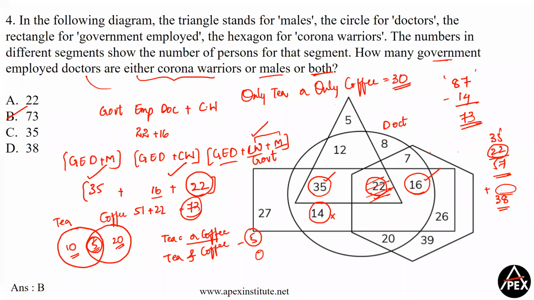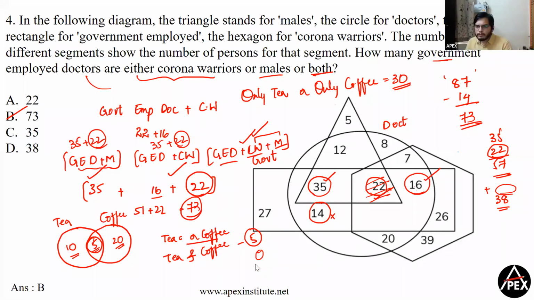Why did I take it separate? If I consider government employed doctors who are males, what will you do? 35 plus 22. Government employed doctors who are coronavirus, again you will add 35 plus 22. But you will forget that this 22 we have already considered here. So that's the reason I have taken them separately: government employed doctors who are only males, only coronavirus, and then I am adding those who are both coronavirus and males. Did you understand this? Yes, sir. So moving ahead.